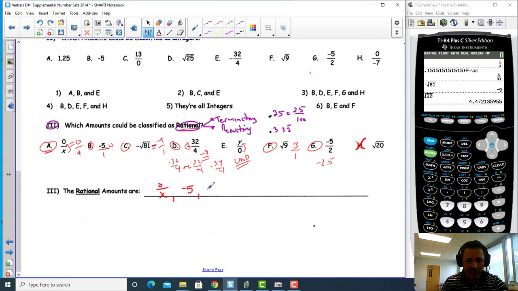We'd also have to include the opposite of the square root of 81, -32/4, the square root of 9, -5/2, and that would complete the rational quantities from this particular set of numbers.